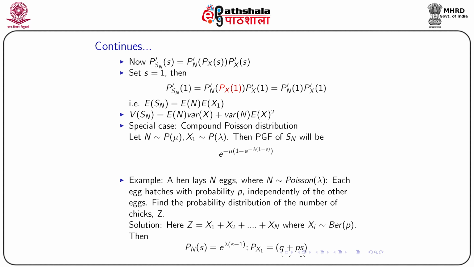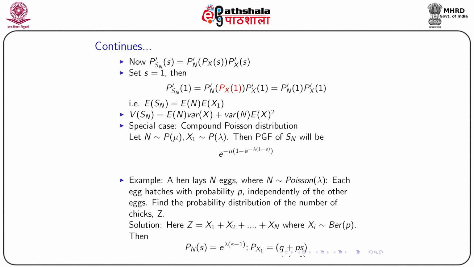Suppose that this capital N, this random number, follows a Poisson distribution with parameter mu, and X_1 is once again Poisson distributed with parameter lambda. Then the PGF of S_N, where S_N is the sum of a random number N of these variables, will be e to the power of minus mu times 1 minus e to the power of minus lambda times (1 minus s).